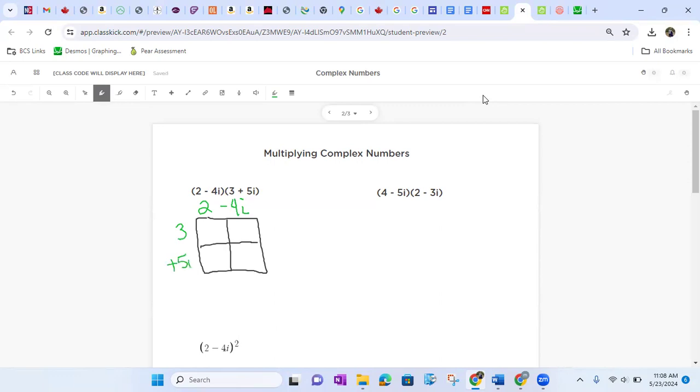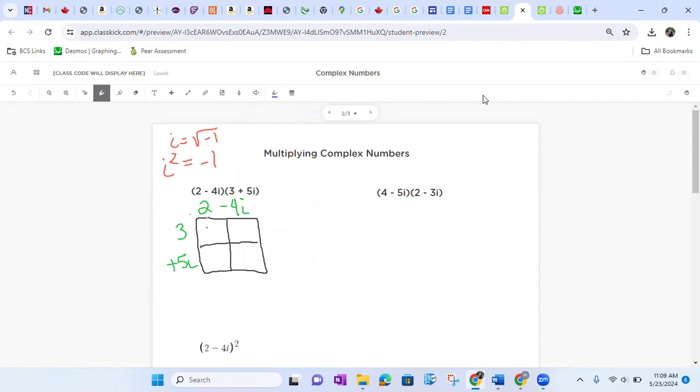Now, before we begin, I want to go ahead and just remind ourselves that i is equal to the square root of -1, and so i squared is equal to -1 because we would square that square root and that would cancel. We're going to need that information. So let's go ahead and start multiplying things out in order to use the area model.